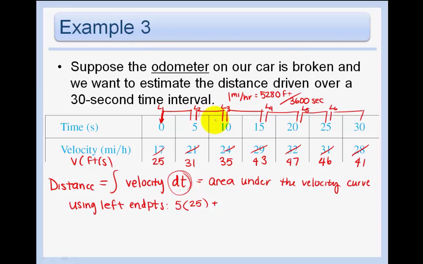That was my f of 0 that I was writing before. The width of this rectangle is also 5. And the height is 31. Okay, I'm using the left again. So left, left, left, left, left. Keep going. And that's it. I stop here because that last rectangle, I want to use the left endpoint. And so I'm going to get 1,135 feet.